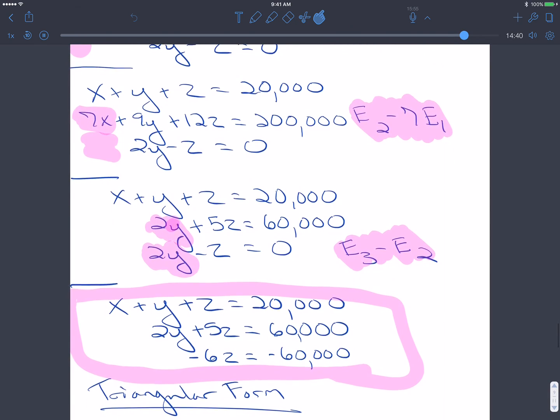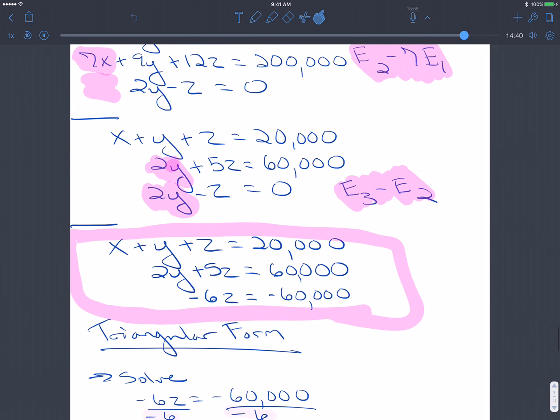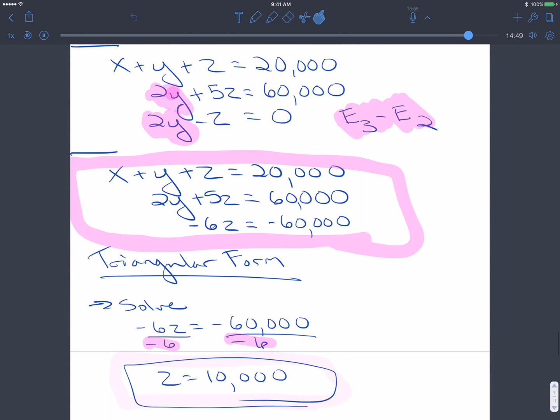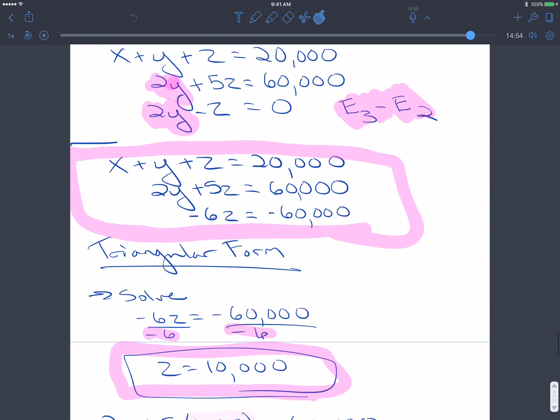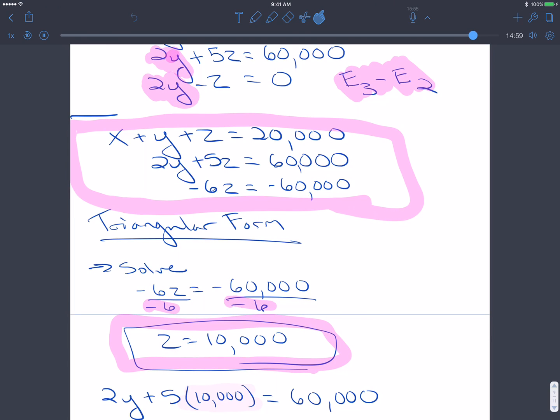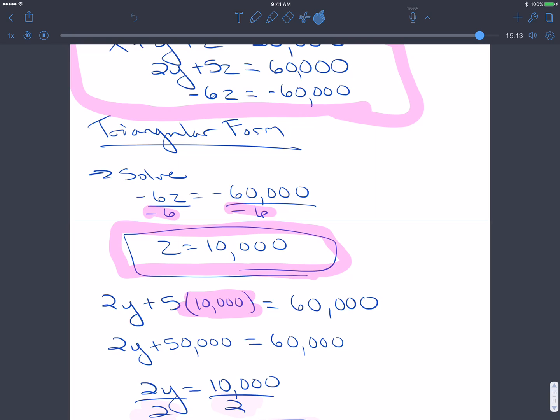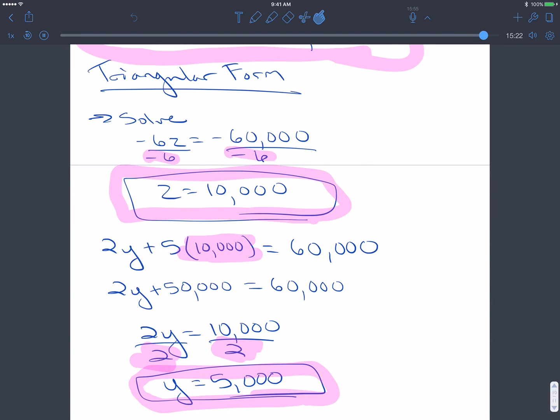Now to solve for that, we start with the bottom one where we have negative 6z equals negative 60,000, divide both sides by negative 6. And we have that z will be $10,000. So $10,000, half of that money is going into the highest interest account. Then I back substitute the 10,000 in for z into the second equation. 2y plus 5 times 10,000 equals 60,000. 2y plus 50,000 is what that turns into, equals 60,000. Subtract the 50,000 from both sides, so I have 2y is equal to 10,000. Divide both sides by 2 to get y is equal to 5,000. So 10,000 goes in the highest one, 5,000 goes in the middle one.